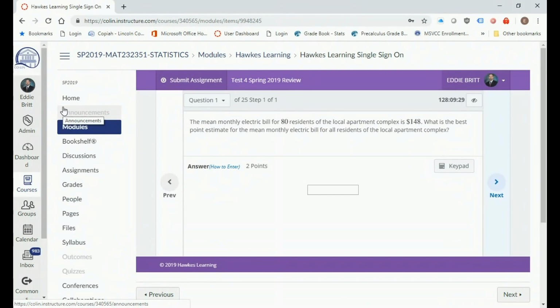Problem number 1. The mean monthly electric bill for 80 residents of a local apartment complex is $148. What is the best point estimate for the mean? Well, if all you have to go on is something from a sample, then that's the best point estimate. So $148 is the best point estimate there.